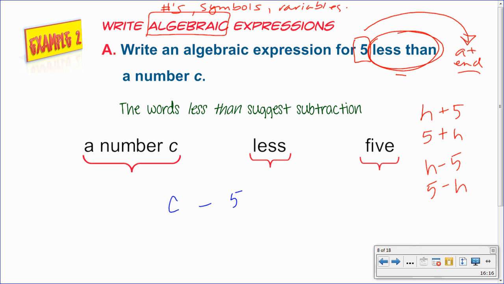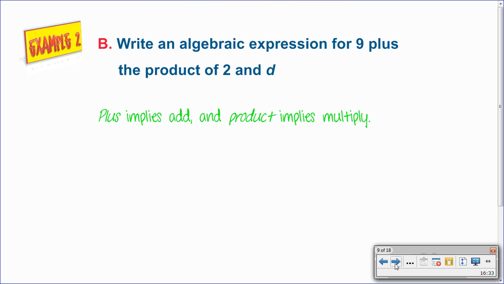Why don't they just say C then? I'm sorry? Why don't they just say C then instead of a number? Because that's how you're going to see it predominantly, a number. They just tell you what letter that they want you to use. Okay? Yeah, just leave it there. Grab one of these on your way out.